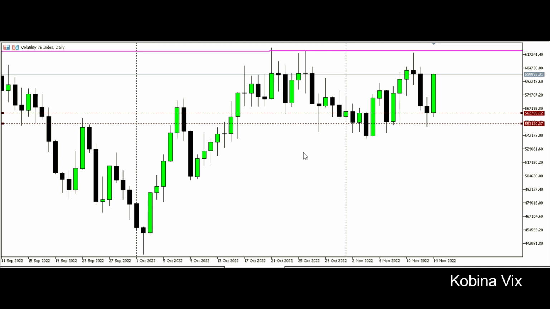All right. So that is a typical order block. This is how order blocks are formed. Okay. This is order blocks.